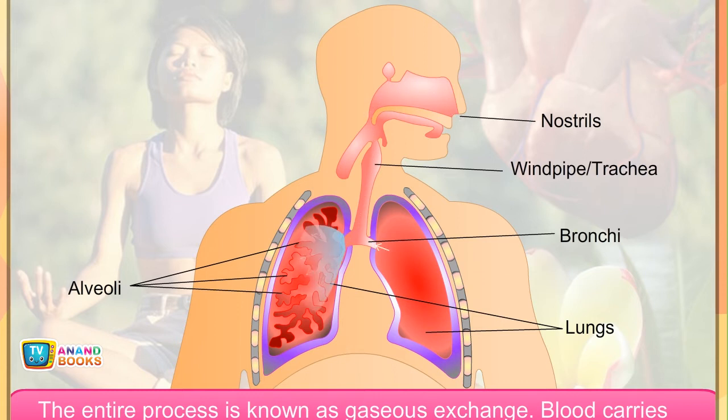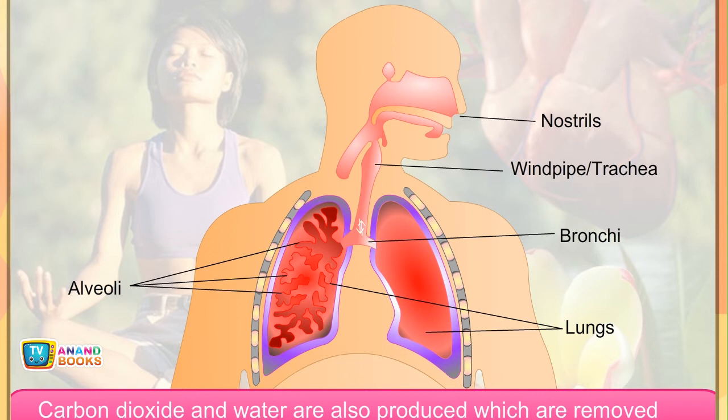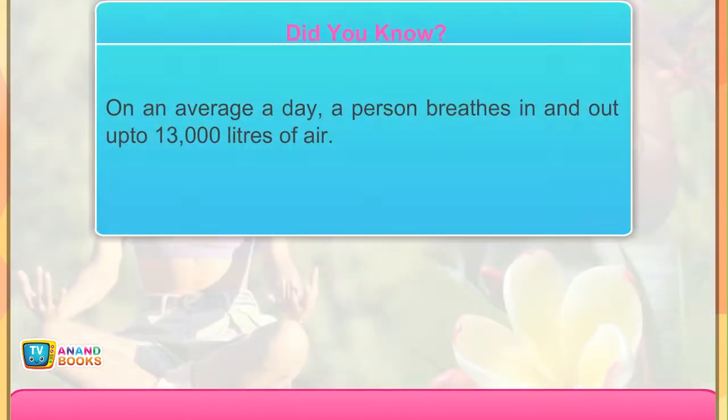Blood carries oxygen to every cell, where it reacts with glucose to produce energy. Carbon dioxide and water are also produced, which are removed from the body as a waste product. Did you know? On an average day, a person breathes in and out up to 13,000 liters of air.